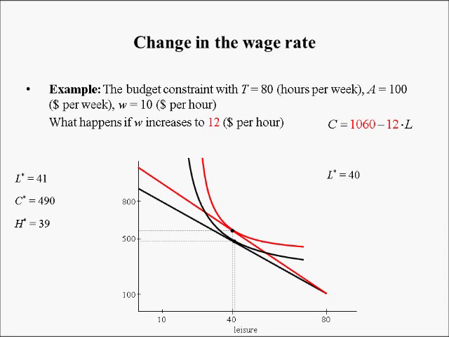Leisure is now 40 hours per week. Since W is the price of leisure, the law of demand holds, because leisure went from 41 down to 40 when its price increased from $10 to $12. Plugging the 40 into our consumption equation, we get 580. So at this point, the worker is working 40 hours a week, leisuring 40 hours a week, and consuming $580 worth of goods per week.